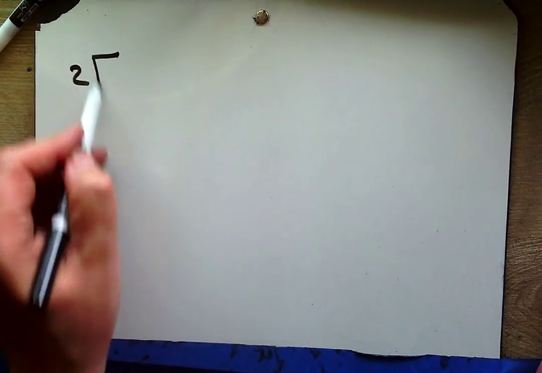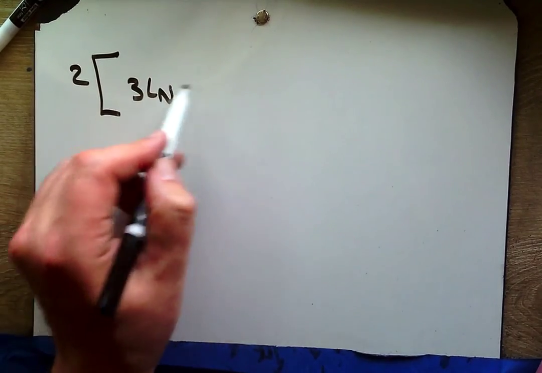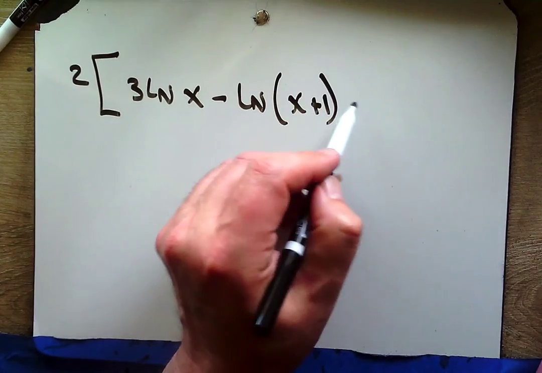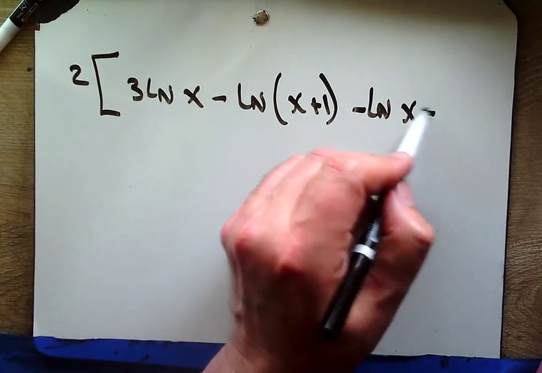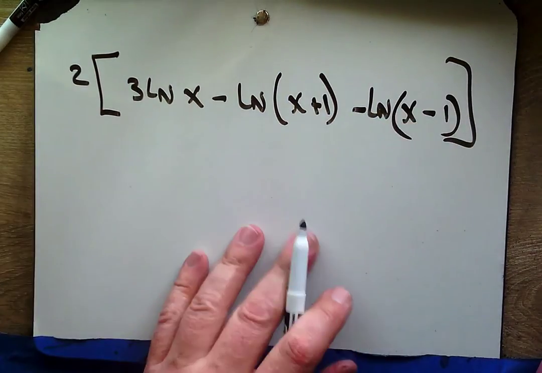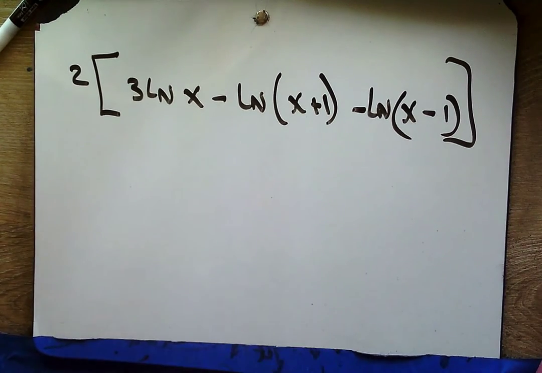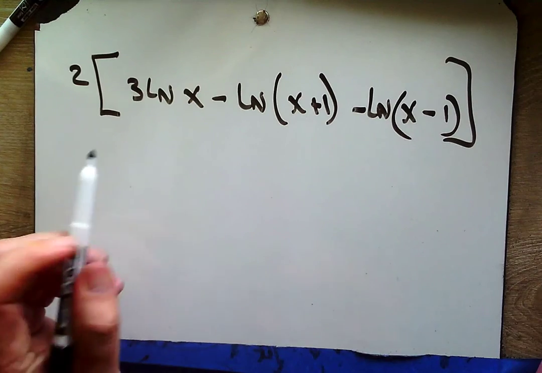I get the sense that you'd like one more of these. All right, so one last condensing one. 3 ln of x minus ln of (x plus 1) minus ln of (x minus 1). Okay. Take a minute to tidy that up. Can't wait to see what you get.